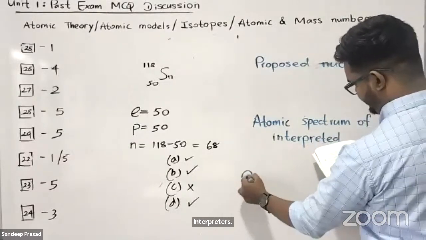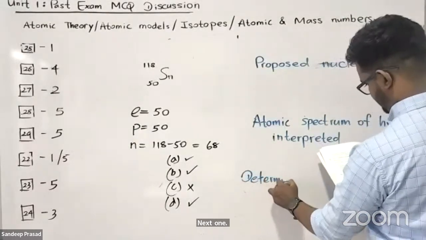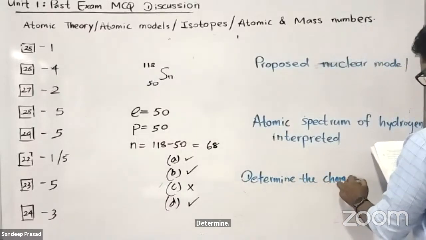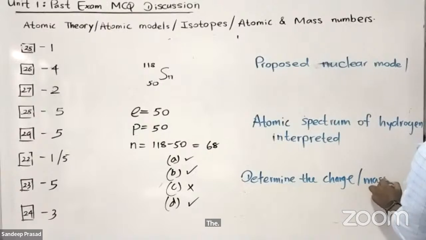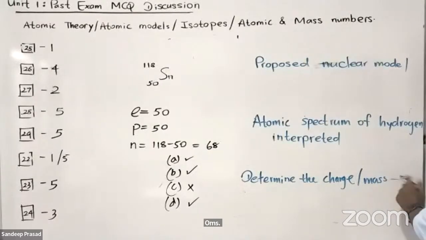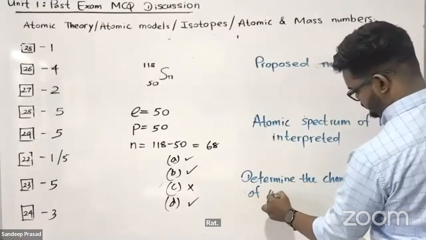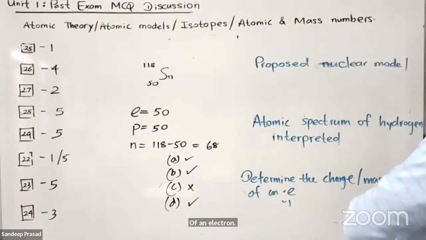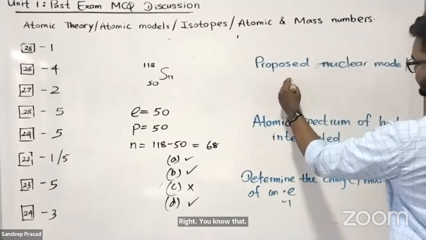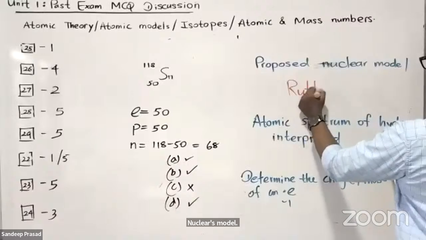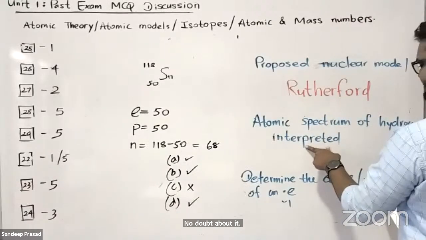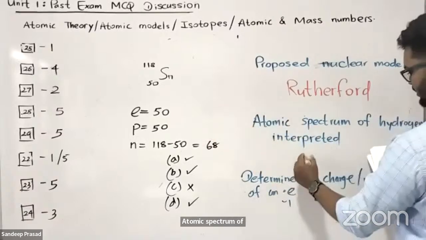Next one, determine the charge over mass ratio of an electron. Right? You know that nucleus model proposed by Rutherford. No doubt about it. Atomic spectrum of hydrogen interpreted by using the energy level model, Niels Bohr.